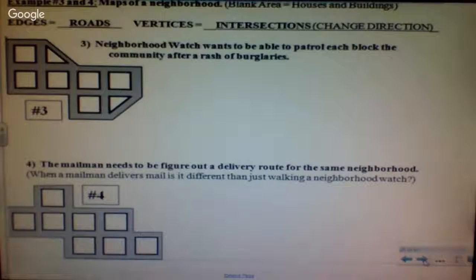Examples 3 and 4 kind of go together. We have a neighborhood watch that wants to be able to patrol each block the community has after a bunch of burglaries. Our roads are going to be our edges, and our vertices are the intersections where you change direction. Each one of these should have a dot, wherever you would change direction to go up a street.